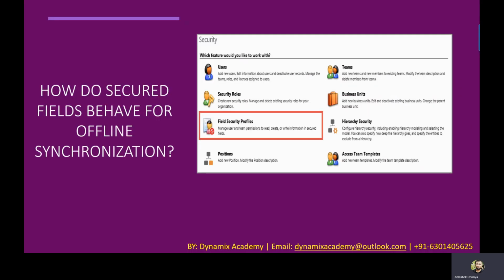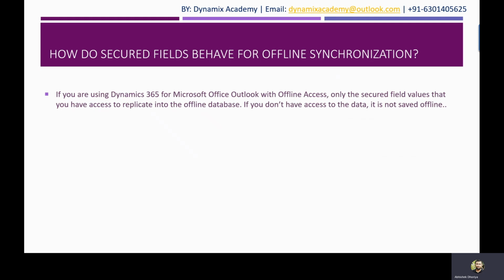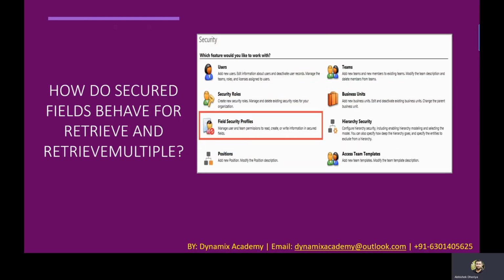And let us now see how fields behave for offline synchronization. If you are using Dynamics 365 for Microsoft Office Outlook with offline access, only the secured field values that you have access to replicate into the offline database. If you do not have access to the data, it is not going to be saved offline as well. So this is how the secured fields will behave in case of offline synchronization. Let us now see how these secured fields behave for retrieve and retrieve multiple.